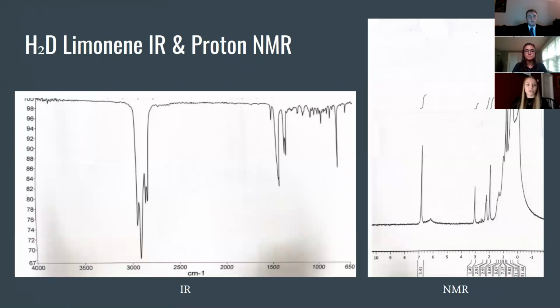And this is our H2D of limonene. We have the IR and the NMR. And if you look at the NMR on the right, you can see the taller peak at 7. And this is actually our solvent peak. And that is the one difference between looking at the reference slide of p-menthane. Other than that, we were able to hydrogenate limonene doing the H2D reaction.